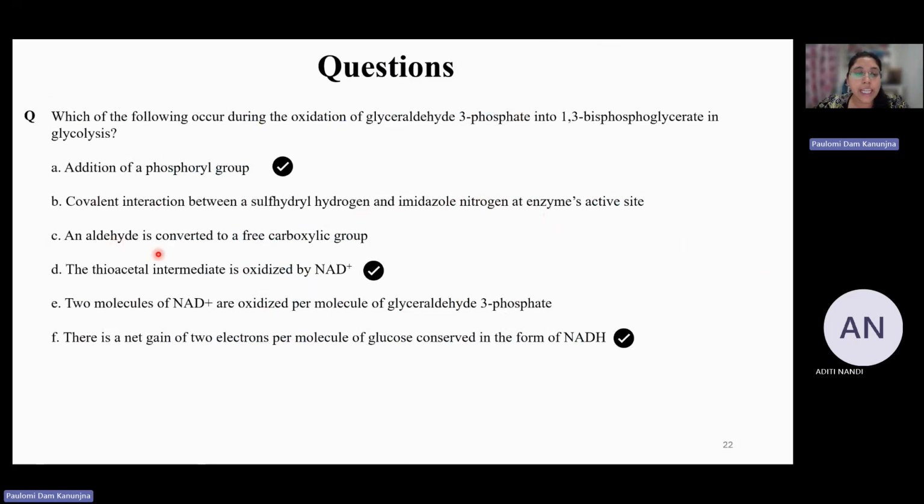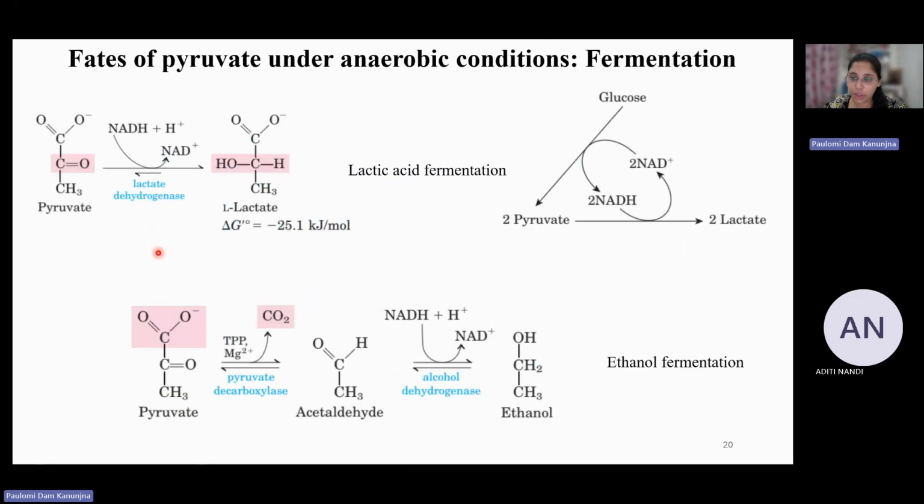The third option says an aldehyde is converted to a free carboxylic group. That's not correct. The aldehyde group is oxidized, but it is not converted to a free carboxyl group. It forms an acyl phosphate. When it gains a phosphate, it becomes an acyl phosphate. Fourth, as we see, it is correct. It forms a thiohemiacetal intermediate, which is oxidized by NAD plus. Now, E says there are 2 molecules of NAD plus oxidized per molecule of glyceraldehyde 3-phosphate. Let me again go back here.